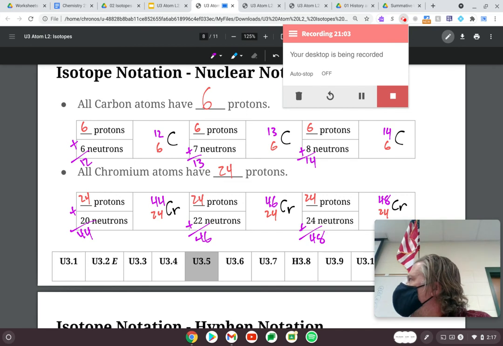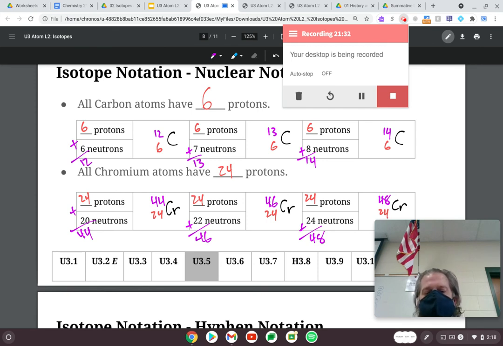So hopefully you found chromium to be element number 24. Hopefully you found that told you that the element had 24 protons. You were given the number of neutrons, so the number of protons plus the number of neutrons is equal to its mass number. So 24 plus 20 is 44, which goes on top.